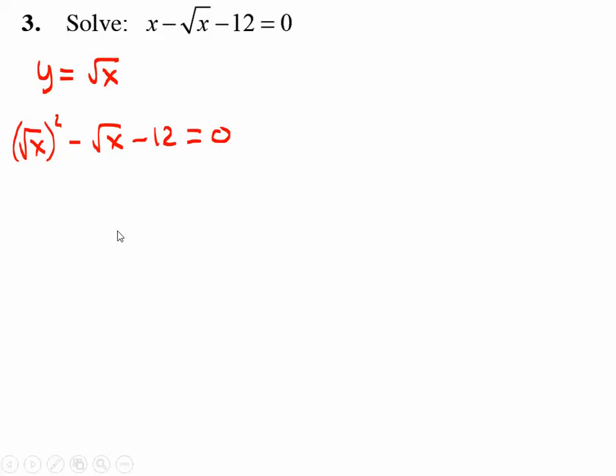Okay, so got this one, got this one, got this one. So this guy becomes the y. So how about y squared minus y, by definition, minus 12 is equal to 0. Can you factor that down some more?